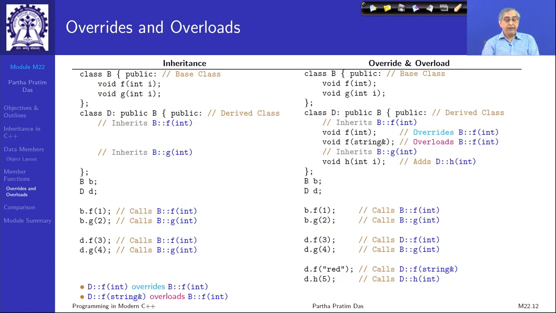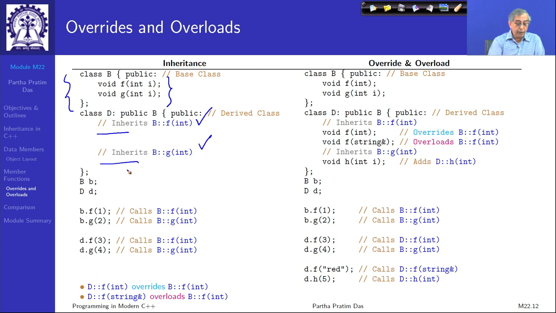So, let me with a simple example illustrate what is the difference between the two terms, override and overload. The first here is the inheritance. There is a class B, and for simplicity I have kept everything public, because otherwise the derived class will not be able to use it, since we have not studied protected access yet. So, everything is public. In the base class you have two functions f and g. In the derived class you have inherited them, commented out. I have not written anything.